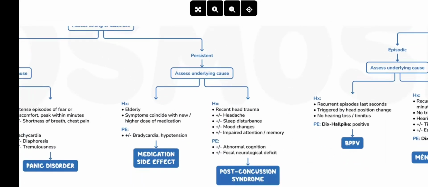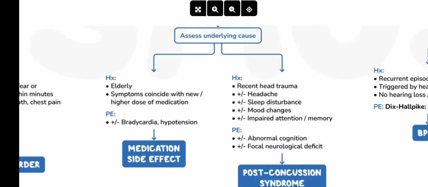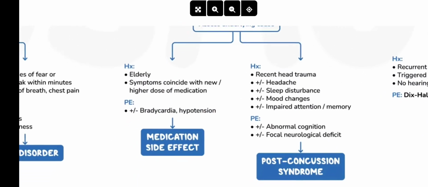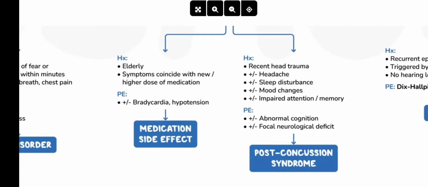If the dizziness is a persistent one, we have two diagnoses. One is medication side effect and the other is post-concussion syndrome. In medication side effect, mainly antihypertensives and antihistamines, these two drugs cause dizziness. On history, the patient will tell of starting a new antihypertensive or antihistamine medication, or maybe the dose has increased.